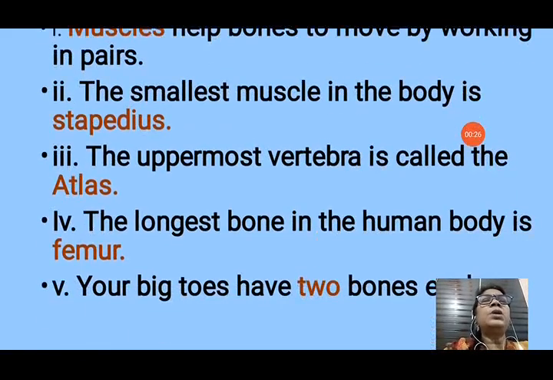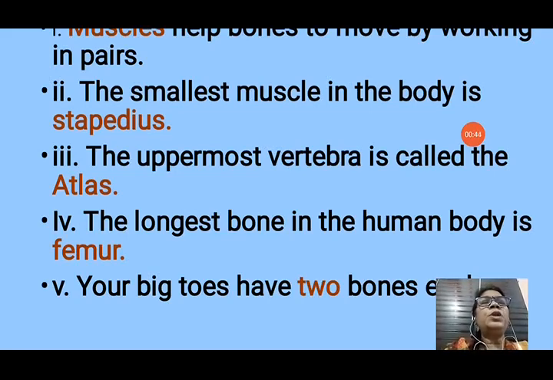Third question: the uppermost vertebra is called dash. The first vertebra is known as the atlas. Fourth question: the longest bone in the human body is dash. Femur is the longest bone. It is present in the leg and it is also known as the thigh bone.